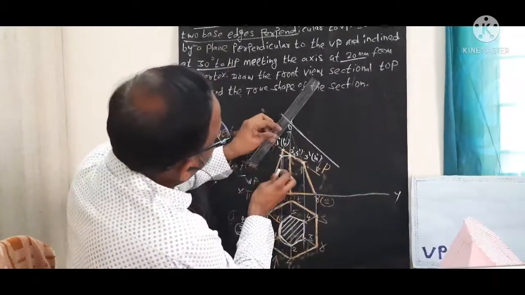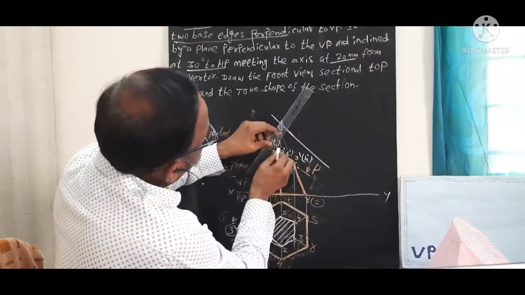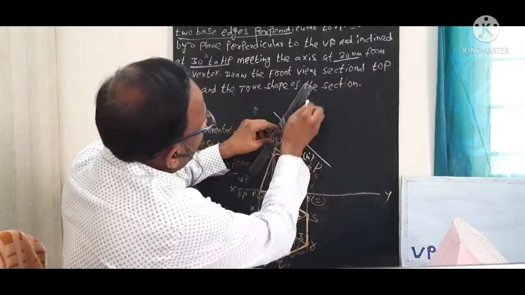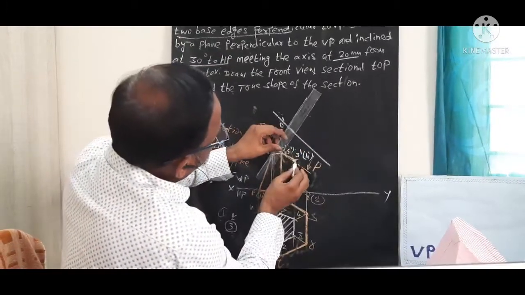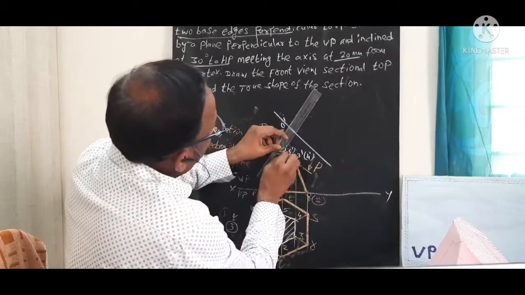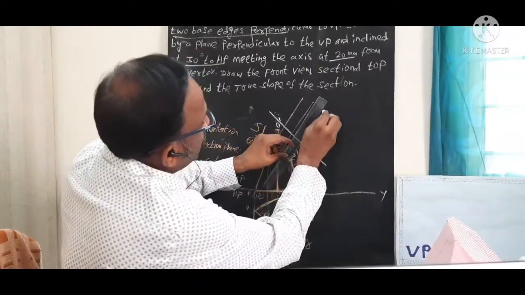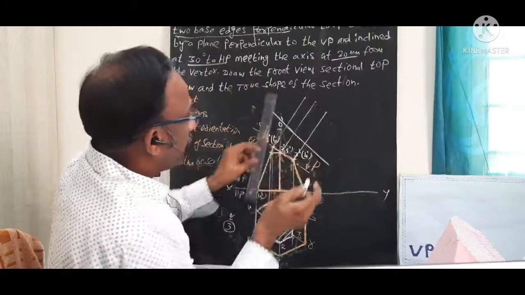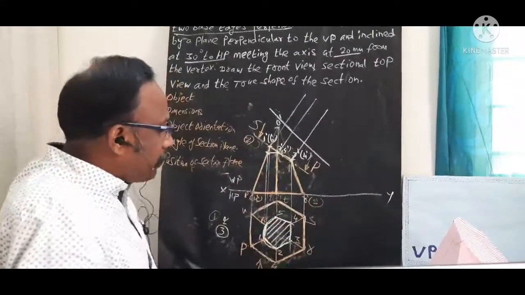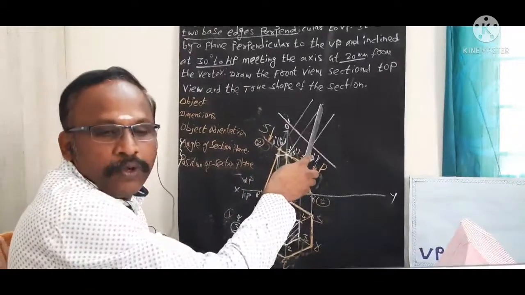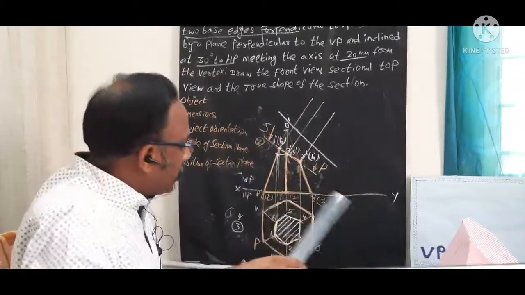Now I am going to draw one perpendicular line from all these points. Perpendicular to this. So 90 degree line. Perpendicular means 90 degree line. You need to draw this 90 degree line from all these cutting points, whatever we marked in section plane. Now I am going to transfer these cutting points in the top view to this view. We will get the true shape of this section.